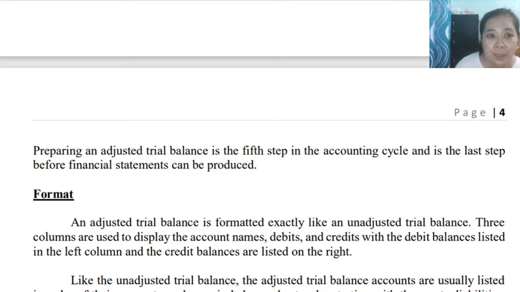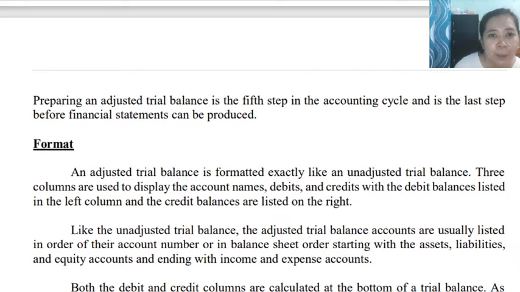Preparing our adjusted trial balance is considered to be our fifth step in the accounting cycle. This is the last step before our financial statements can be produced, meaning whatever the balances of the accounts are will be used in the preparation of our financial statements. This will be taken from our adjusted trial balance.